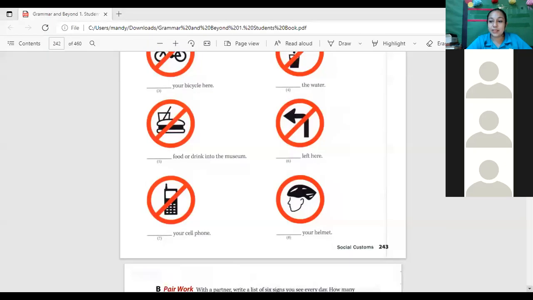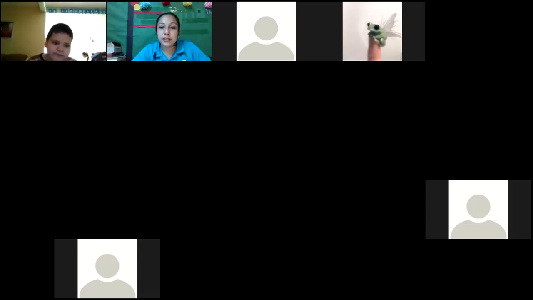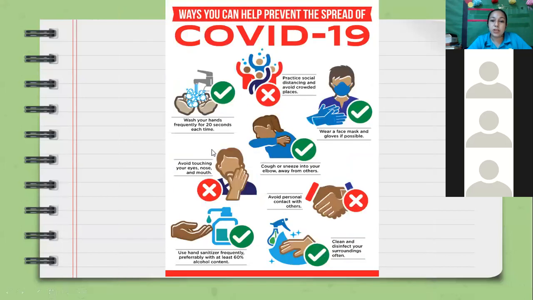Okay, let me check, see this one. So right now, with a partner, write a list of 6 signs you see every day. How many use imperatives? Okay, we have an example: don't use elevators in case of fire. This one is one of the signs that we can see. Let me check. I share the presentation and you can take some ideas from this one, yes? Maybe you can write this one on page 242. Wash your hands frequently for 20 seconds. Yeah, so you write this one. Avoid personal contact with others.